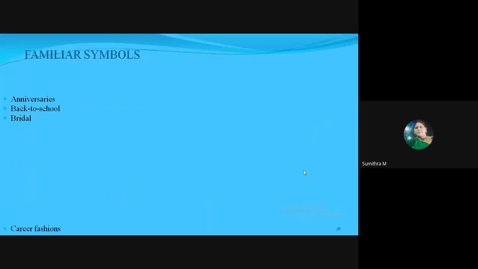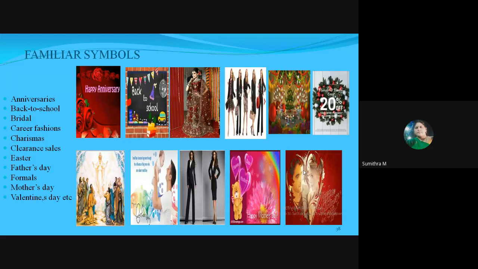And these are the familiar symbols which are used as a theme of visual merchandising or theme for window display. These symbols are used as a theme for window display to attract the customers. Suppose this month is June. If we didn't have this COVID situation, all our kids would be going to school. So, back to school, welcome everyone.